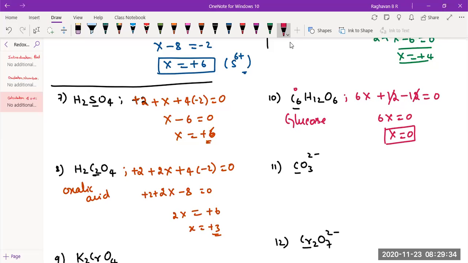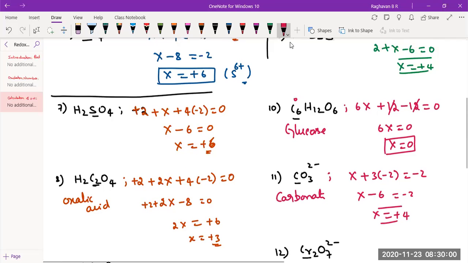How about, what is the name of this radical? Carbonate, sir. Carbonate radical, correct. So X for carbon plus 3 into minus 2 is equal to the charge on the radical, minus 2. Minus 2, X minus 6 is equal to minus 2. X is equal to plus 4.